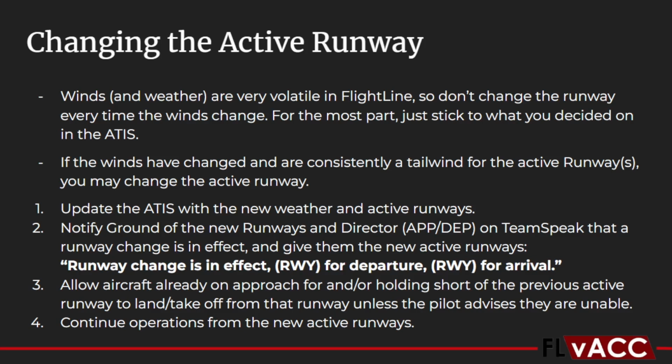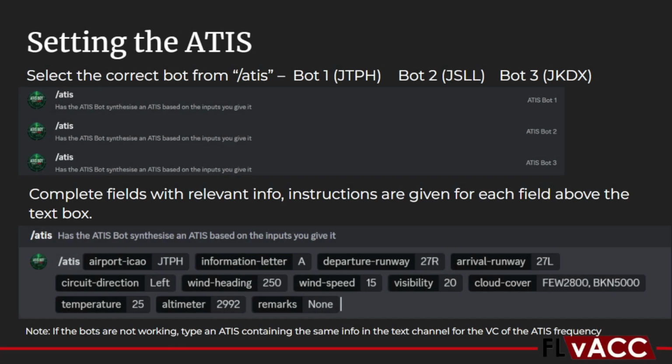As for aircraft already on approach or holding short of old active runways, allow these aircraft to land or take off respectively from that runway. It would be way too inefficient to switch them to the new active runway. The last topic for this intro to tower will be how to actually set the ATIS. An example ATIS is also pinned in the ATC announcements channel if you don't want to reference the slides.